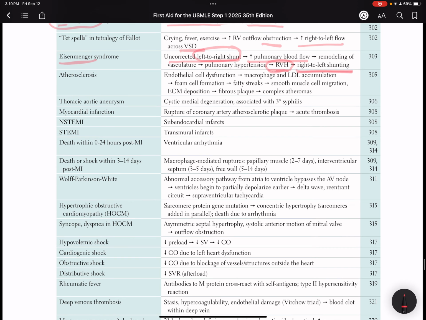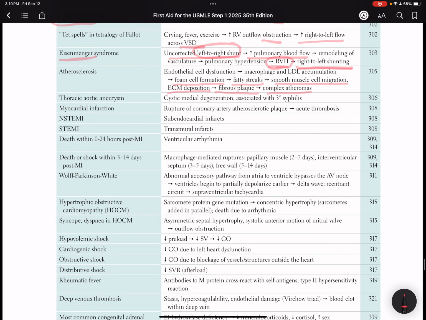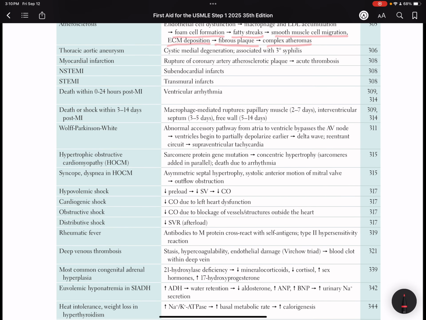Next condition is atherosclerosis, which is endothelial cell dysfunction causing macrophage and LDL accumulation, causing foam cell formation, which leads to fatty streaks, smooth muscle cell migration, ECM deposition, fibrous plaque, and complex atheromas. Next condition is thoracic aortic aneurysm. Thoracic aortic aneurysm is caused by cystic medial degeneration associated with tertiary syphilis.